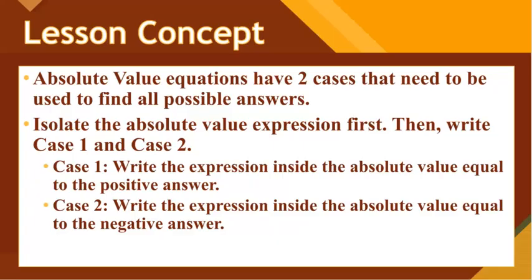To do this, we're going to isolate the absolute value expression first, and then we're going to write case 1 and then case 2. Case 1, I would write the expression inside the absolute value and equal it to the positive answer or whatever number they're giving you. Case 2 is going to write the same expression inside the absolute value but make it equal to the negative answer. And then you use the properties of equality to solve.